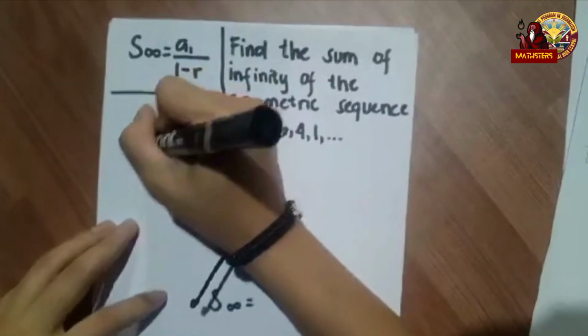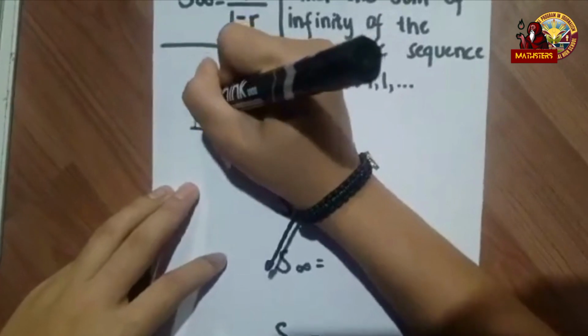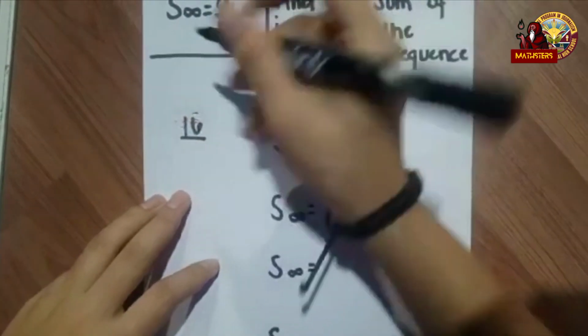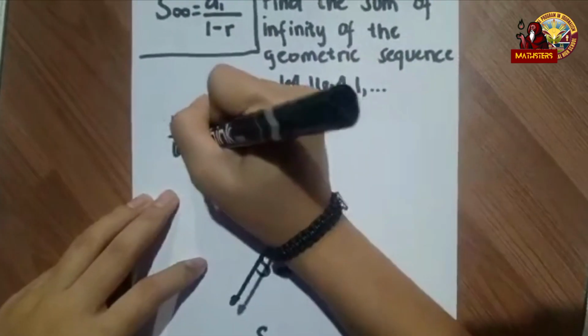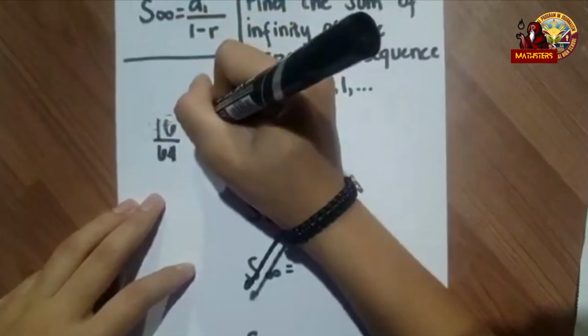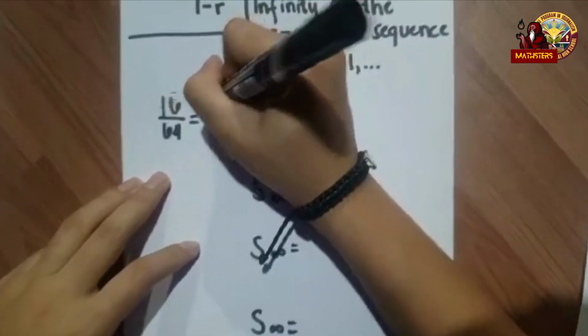Example number 1. Find the sum of infinity of the geometric sequence 64, 16, 4, and 1. In this case, our sum is unknown. First, hanapin muna natin ang ratio ng sequence na ito. We will divide the left side sa right side in order na makuha natin ang ratio. The ratio between 16 and 64 is 1/4.